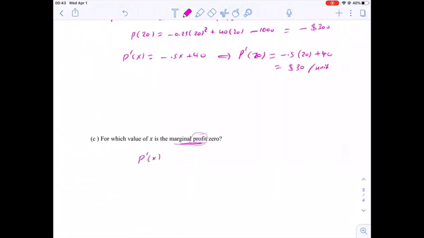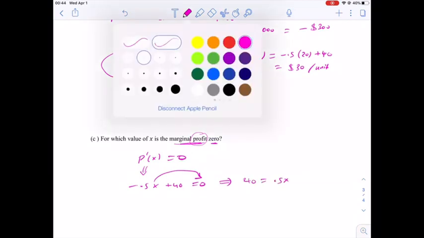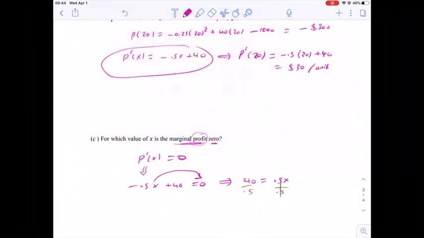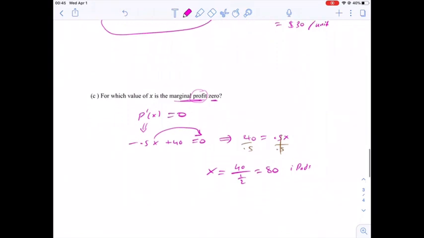Part C: for which value of x is the marginal profit 0? Marginal profit is P prime of x. We want to find the value of x that makes this equal to 0, so we need to solve the equation. P prime of x is negative 0.5x plus 40 equal to 0, and then we solve for x. Let's bring this to the right hand side. We get 40 equals positive 0.5x, and then we divide both sides by 0.5 to get x equals 40 over 1/2, that's 80. So 80 iPads. If John refurbished 80 iPads in a month, refurbishing one more will get him 0 additional profit.